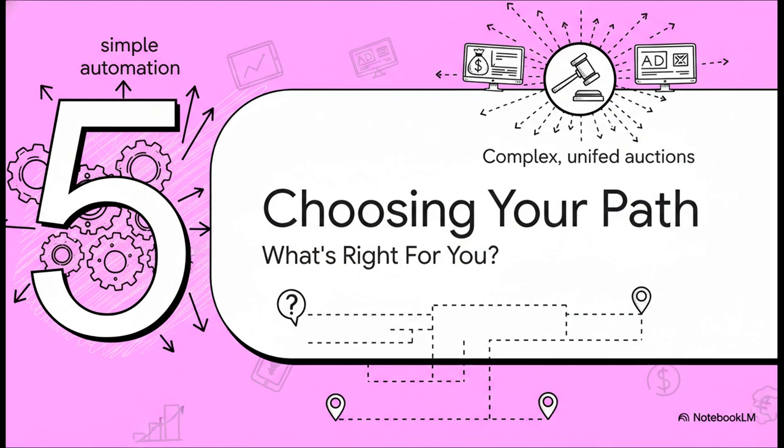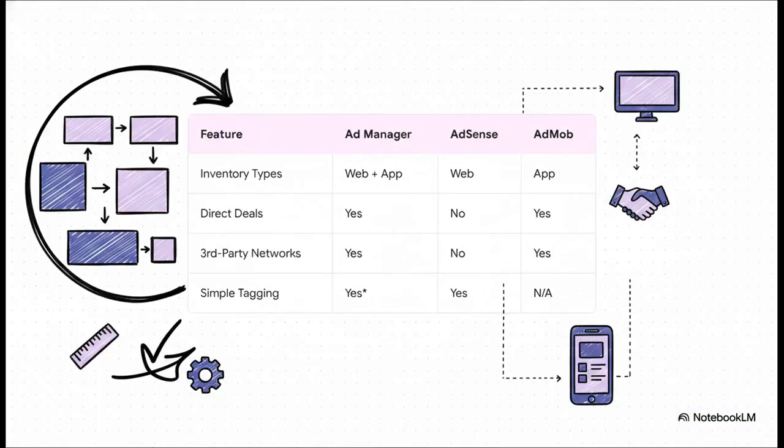Okay, wow, we have covered a lot of ground here. From the simple set it and forget it stuff all the way to these complex unified auctions. So with all these different options on the table, how in the world do you figure out which path is the right one for you? You know, this table really just boils it all down perfectly.